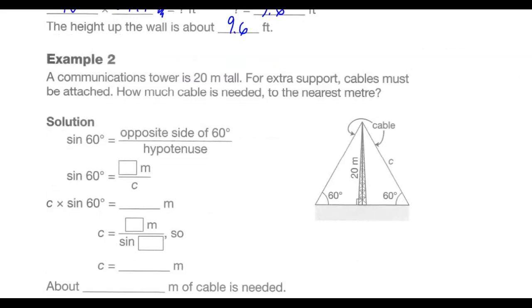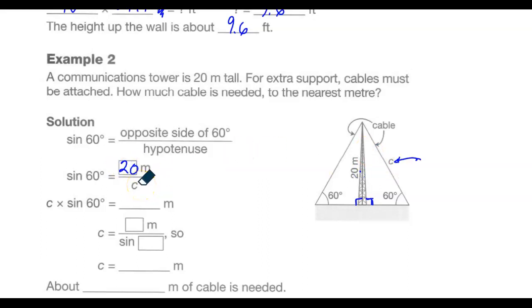Next one, we've got a communications tower. It's 20 meters tall. For extra support, cables must be attached. How much cable is needed? So basically, we need to figure out what this value is and double it because it's the same on both sides. So this is a 90-degree triangle. You can see it was labeled in there, but it's in both. And so now we want to find the hypotenuse. So we know the opposite, it's 20. But now our hypotenuse, they're calling C.